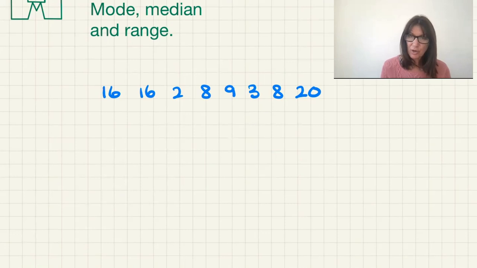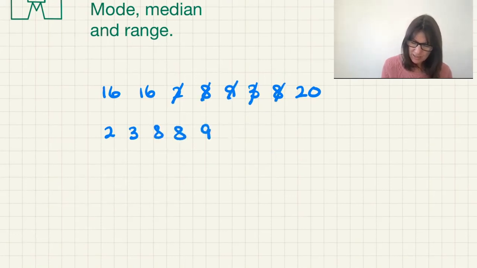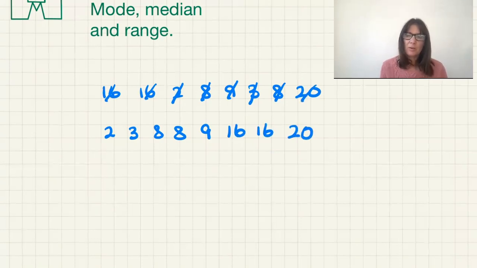All right, so we need to get these in order, and because there are a few more in that list, it's really worth crossing off as you go so you don't miss any out. So the smallest number is 2. The next one is 3. I've got 8, and then I've got another 8 there. I've got 9. I've got 2 16s, so I can get those written down, and 20. Once I've got those in order, I can start writing my answers down. So mode. Now, this question I've done on purpose because 8 comes up twice and 16 comes up twice.